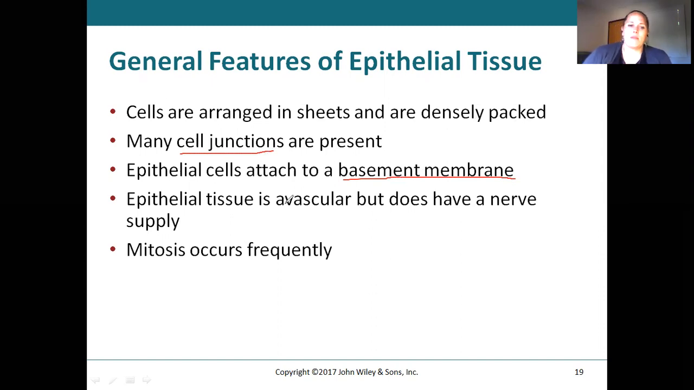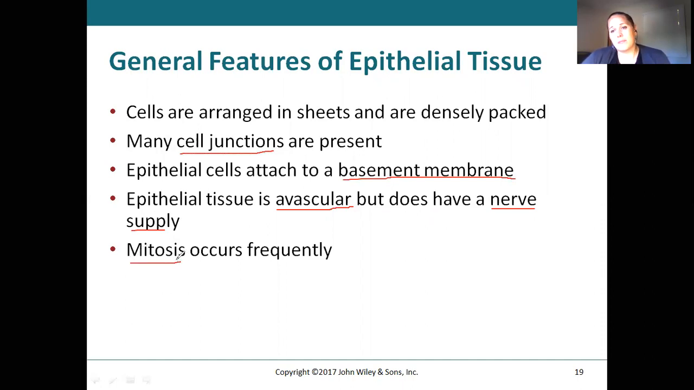Epithelial tissue is avascular, meaning that it does not have an active blood supply or vascularization, but it does have a nerve supply, meaning there are nerves located within epithelial tissue. In any type of tissue, those are usually the two things you're looking for: vascularization, telling you whether blood and oxygen are being supplied to that tissue, and nerve innervation, telling you whether your brain can send and receive messages to that particular region.